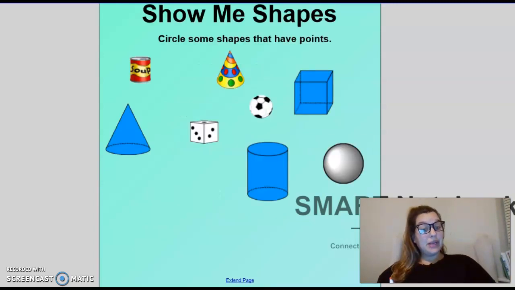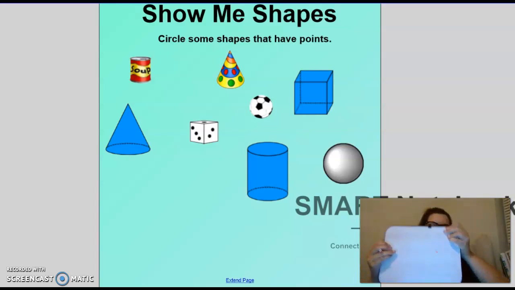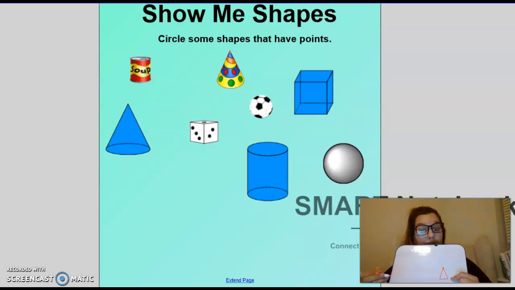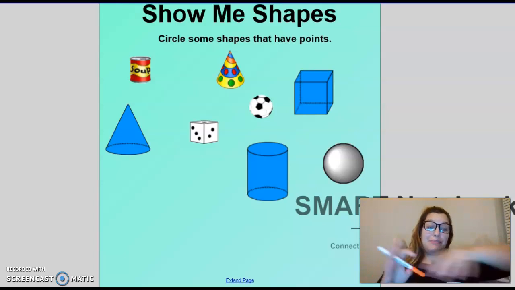Okay, so the first game we're going to play today is called Show Me Shapes. And we are going to be given a feature of the shapes. We're going to have to find those shapes within our picture, okay? So the first direction is circle some shapes that have points. Now let's remember, a point is usually like a dot, but it's where your lines meet. So if your lines, here's a triangle, and the triangle has 3 points, it's where your lines meet. We're going to see how many of these shapes on our screens have points.